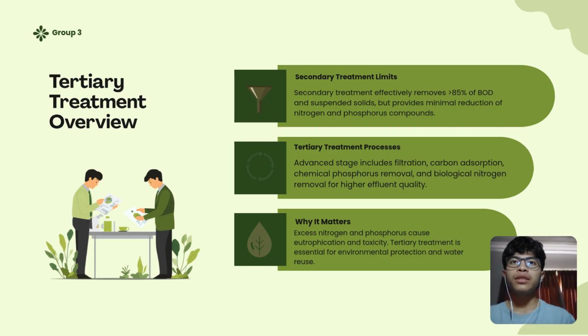We know that even though the water has already passed the secondary treatment, we must take note of the secondary treatment limits. Secondary treatment efficiently removes above 85% of BOD and suspended solids, but provides minimal reduction of nitrogen and phosphorus compounds. The tertiary treatment process is an advanced stage that includes filtration, carbon adsorption, chemical phosphorus removal, and biological nitrogen removal for higher effluent quality.